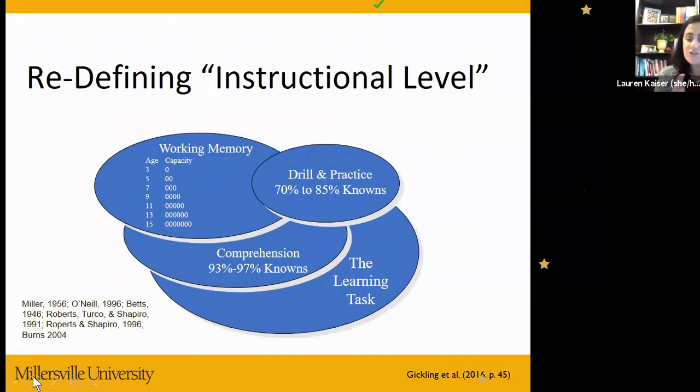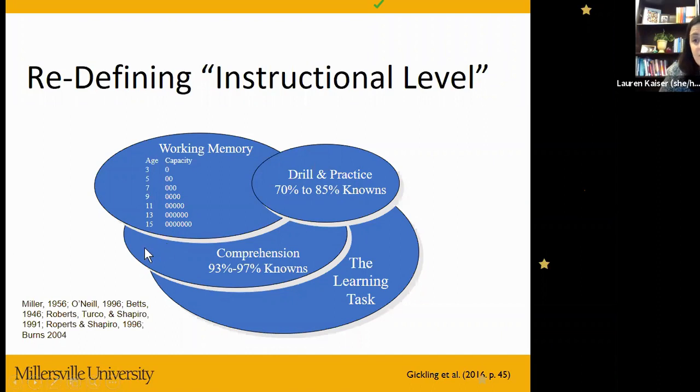So we're redefining instructional level as not being a grade level, a passage level on a book, right? So it's not like a 1R in a graded book series, but it's this concept of what the student knows in relationship to that task.